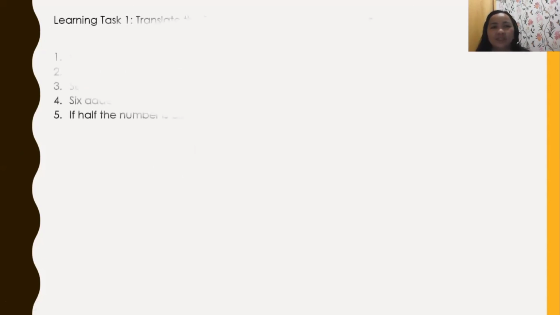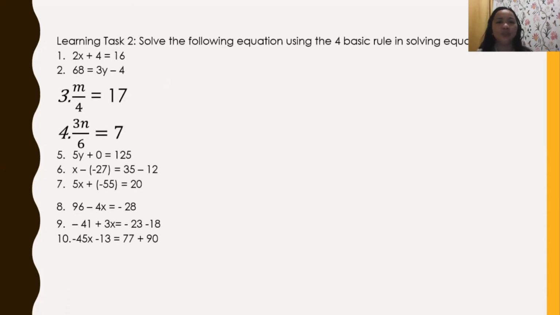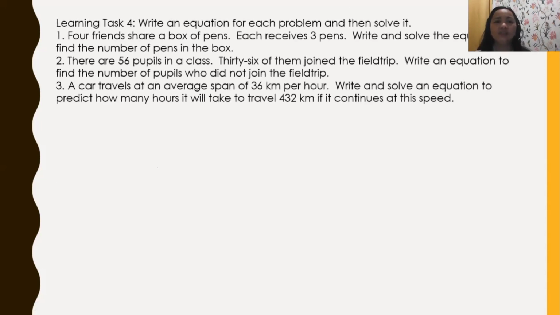Now, this is your learning task number 1. You're going to translate the following equation and then solve. For learning task number 2, solve the following equation using the 4 basic rules in solving the equation. And learning task number 3, translate each problem into a mathematical equation, then solve. And learning task number 4 is write an equation for each problem, then solve it. So these are the learning tasks that you need to accomplish for this lesson.